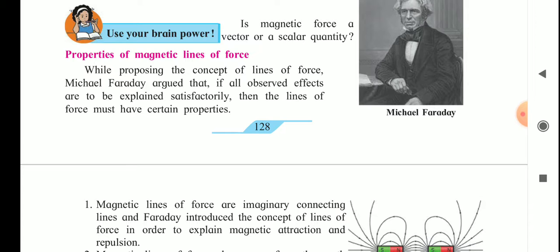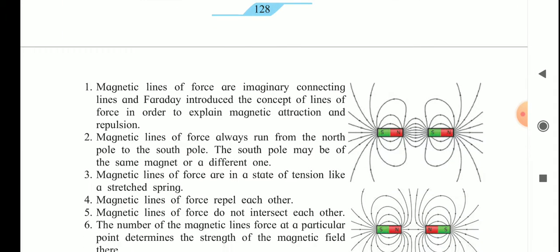While proposing the concept of lines of force, Michael Faraday argued that if all the observed effects are to be explained satisfactorily, then the lines of force must have certain properties. So magnetic lines of force are imaginary connecting lines, and Faraday introduced the concept of lines of force in order to explain magnetic attraction and repulsion. Magnetic lines of force always run from the north pole to the south pole. The south pole may be of the same magnet or a different one.